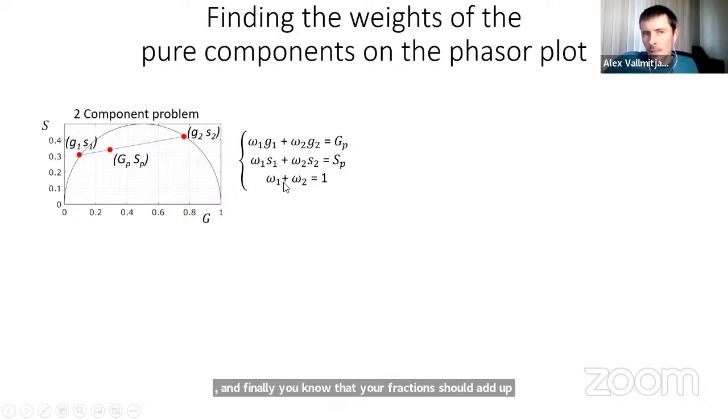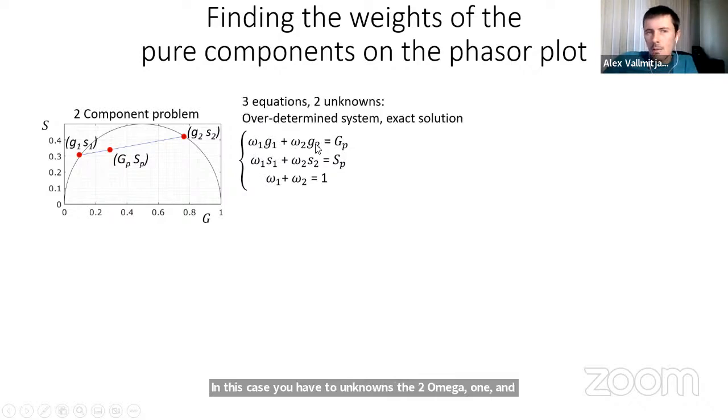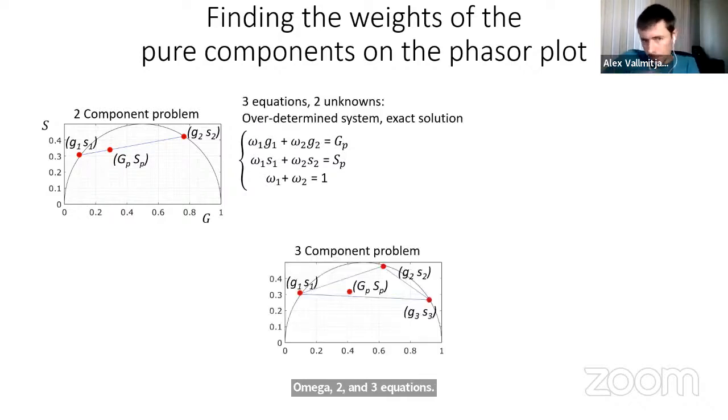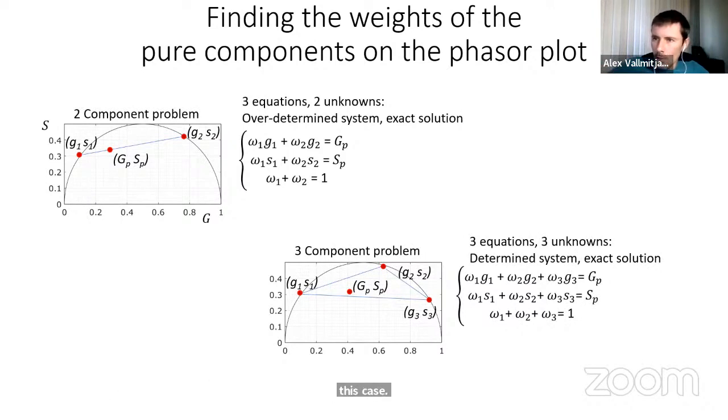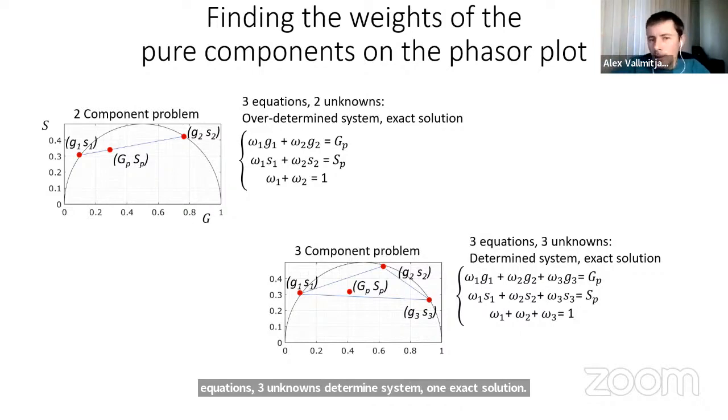So you have to solve this system in which the lowercase g's and s's are known values, the capital G and S are your data measurements, so it's also a known value, and what you want to find is the fraction of each of the components that contributes to your data point. In this case, you have two unknowns, omega-1 and omega-2, and three equations. So it's an overdetermined system. You can solve this. If you move to three components, again, it's the same system. In this case, three equations, three unknowns, determined system, one exact solution. But beyond this, in theory, there is no possibility of more.